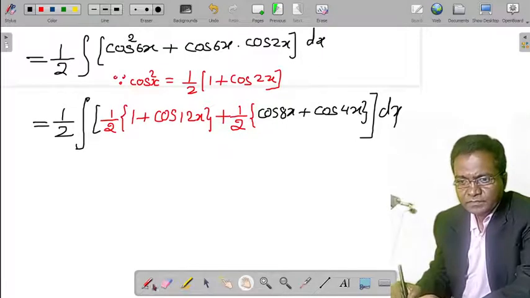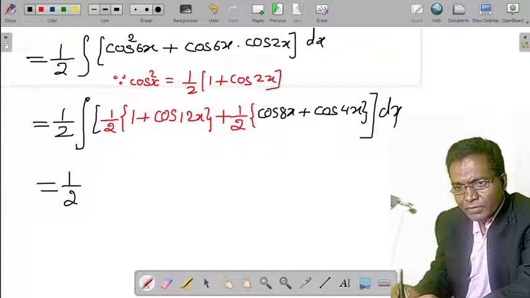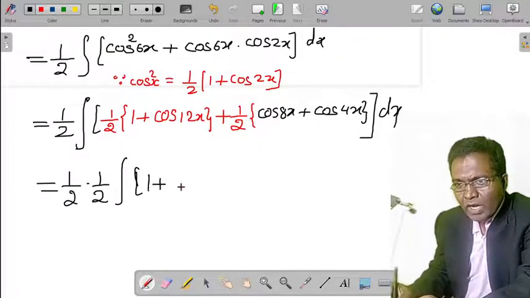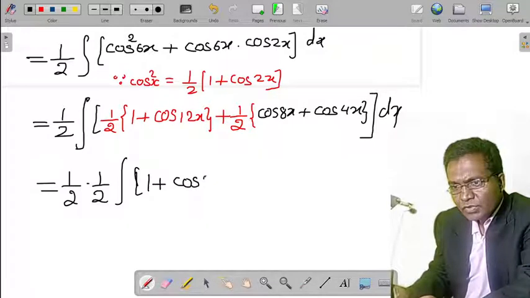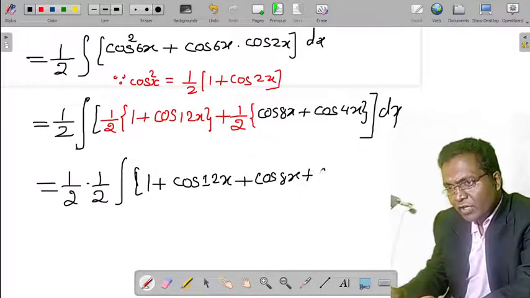Okay, this is equal to, taking 1 by 2 outside, already 1 by 2 is there, so 1 by 2 into 1 by 2 integration of 1 plus cos 12x plus cos 8x plus cos 4x.